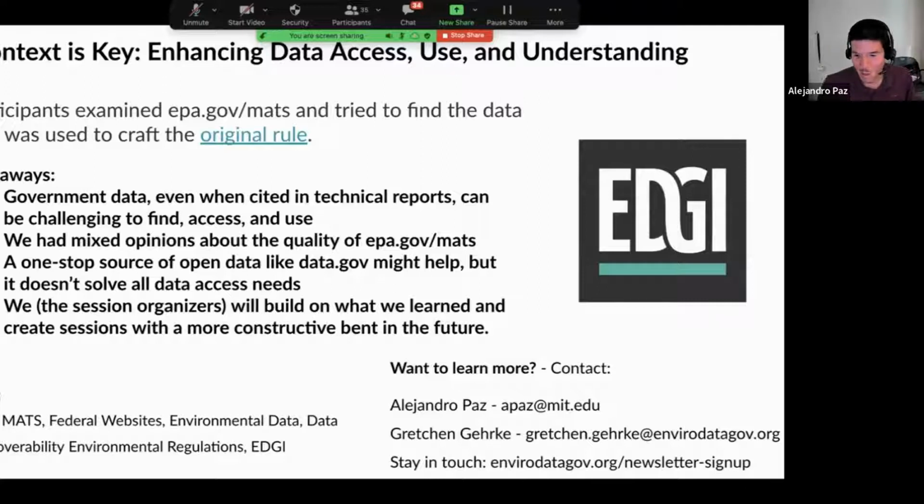And just to wrap it up, I wanted to share something that someone shared in one of our polls that we did during the session. This was an anonymous poll, so unfortunately I can't say who said this, but I'm just going to repeat it. Someone wrote that the data that's used to create policies like the Mercury and Air Toxic Standards rules are not clearly defined or easily accessible to users. And that when making data open source, it's important to think about who your users are and what kind of information they will need, including how it is presented. So is it easy to understand? Are there visualizations, and so on.